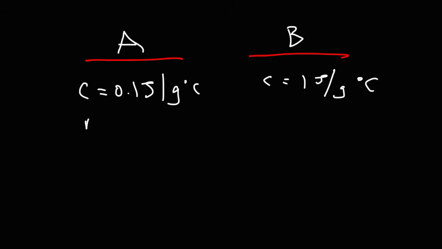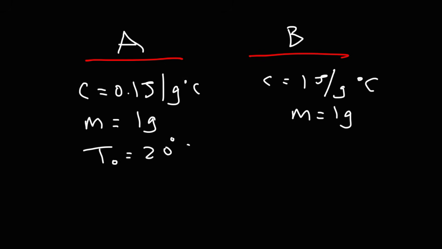Now let's say that the mass of each substance is 1 gram, just to keep things simple. And let's say that the initial temperature of each substance is 20 degrees Celsius. Now let's say we were to add 1 joule of heat energy to each of these two substances. What will be the new temperature?